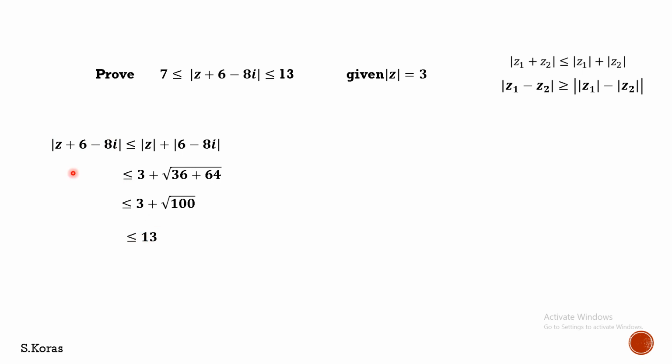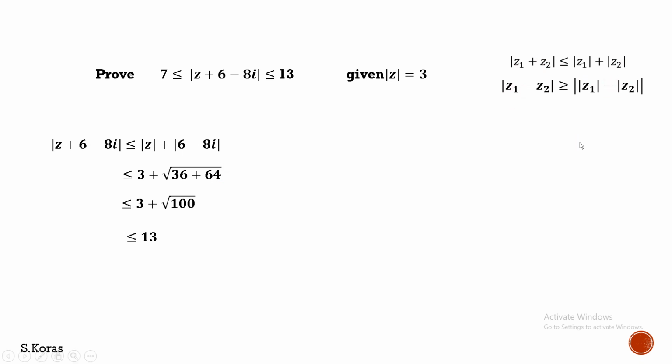It implies its maximum value will be 13, because it will take only values lesser than this. So its upper bound, or the maximum value, will be only 13. So using the first inequality, we have proved this part. Let us use this second inequality.